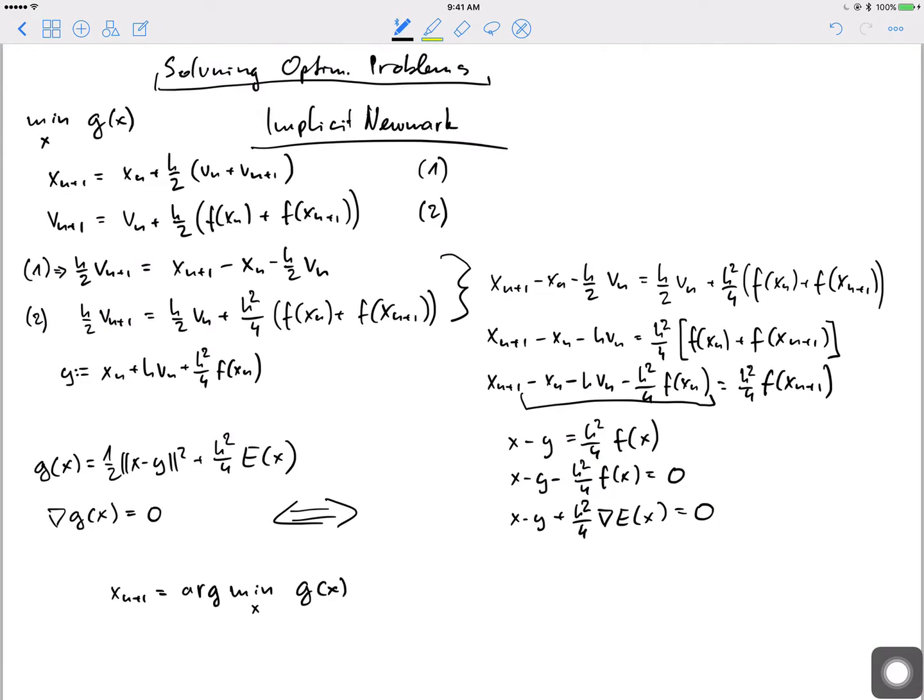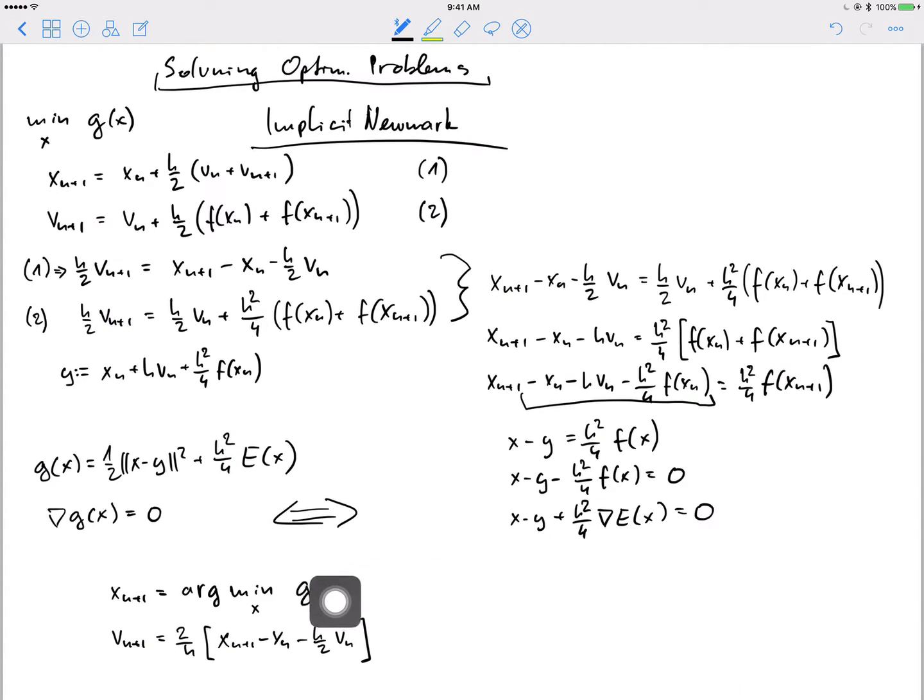And once I've computed x_{n+1}, it's an easy matter of computing v_{n+1}, right? Because that's just from rule number 1. And I get that v_{n+1} is 2 over h times x_{n+1} minus x_n minus h/2 v_n, okay? That's just isolating the v_{n+1} term from update rule number 1. So that's the easy part, the velocity update. The hard part is actually solving this optimization problem, okay?